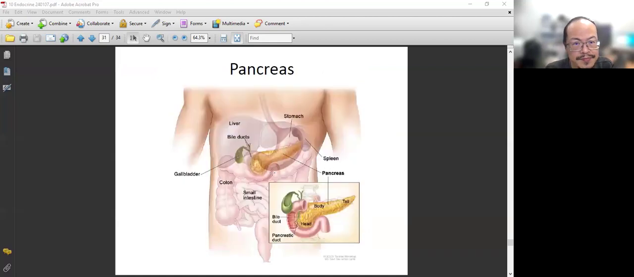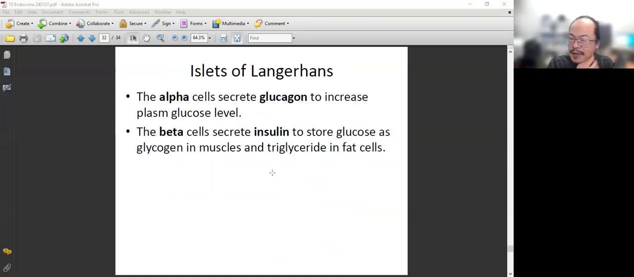So insulin. The function of insulin is, when you eat and you have a lot of glucose in the body, it helps you to reduce it and store it: to store it as glycogen in the muscle, and as triglycerides in the fat cells, so you can use it later. All right, is that good? So you know the location and the function.